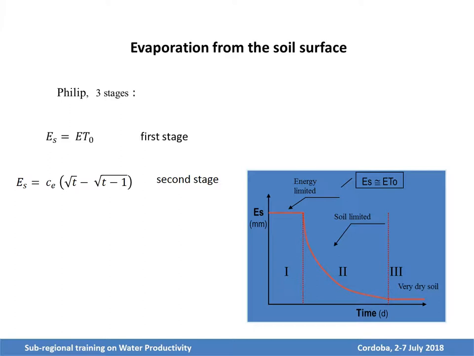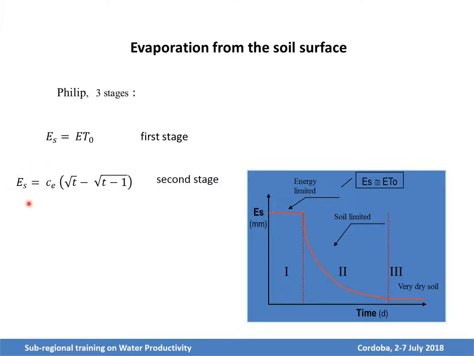That will happen until an amount of evaporation occurs and the soil surface starts to dry, and after that soil evaporation will decrease rapidly down to very low values. This is the second stage, also called soil limited stage. After that, when the soil is very dry, we have a third stage when most movement of water in the soil occurs as water vapor. For irrigated crops, the soil will be typically in either stage 1 or stage 2, and never in stage 3.